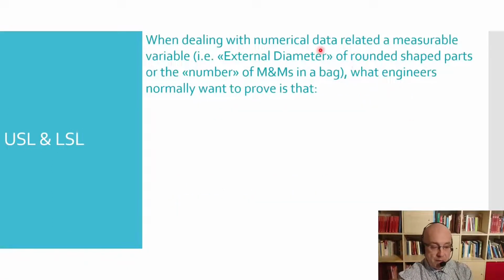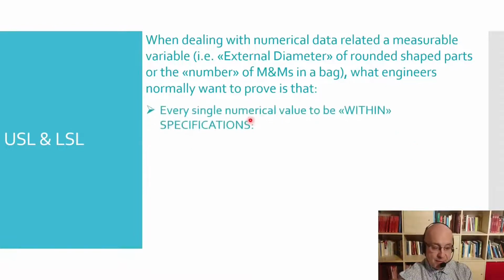When dealing with numerical data related to a measurable variable, what engineers normally want to prove is that every single numerical value is within specifications. In the previous tutorials, we made some examples about a measurable variable. The example of the external diameter of rounded shaped parts coming from the injection molding department, or the number of M&Ms in a bag.